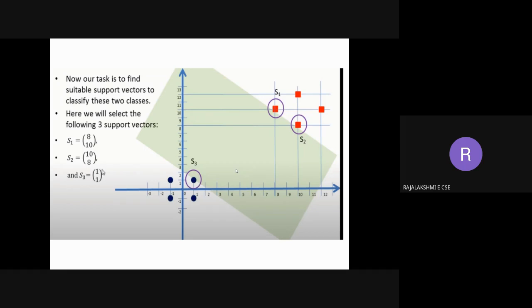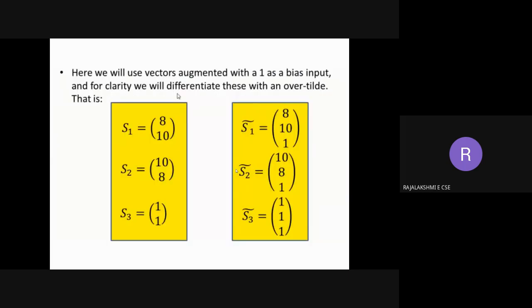Now what do you have to do? After getting these S1, S2, S3 values, next you have to add a bias. I said you can take any bias; here I take 1. Okay, now you add 1. So instead of 2 dimensions, you get a 3-dimensional matrix. The 2D values were converted to 3D because of this bias. The third value will be 1 for all of them. Correct? Yes, ma'am. Okay.